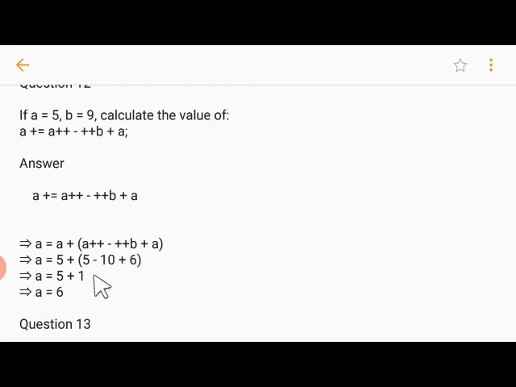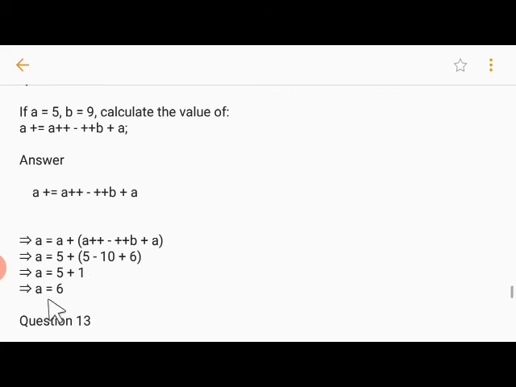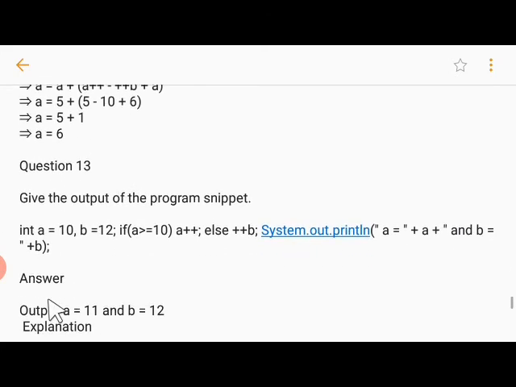Now we solve the bracket. So 5 minus 10 is minus 5, minus 5 plus 6, that will be plus 1. So we get 5 plus 1. So A will be what? 6. Now, students, we move towards the 13th question.